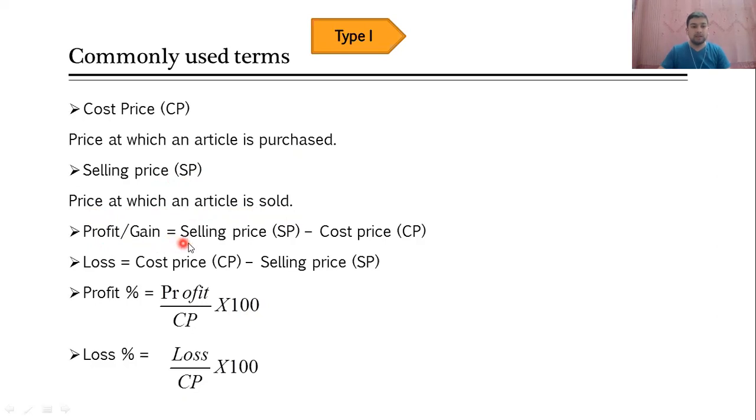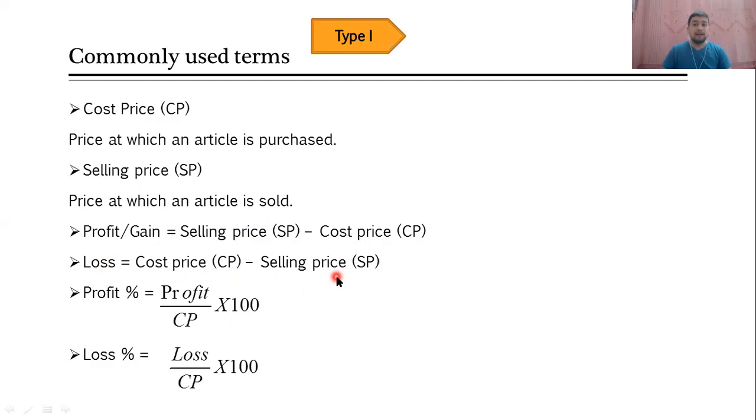Next, profit or gain. What is profit? Basically it is selling price minus cost price. Next, what is loss? Loss is equal to cost price minus selling price.